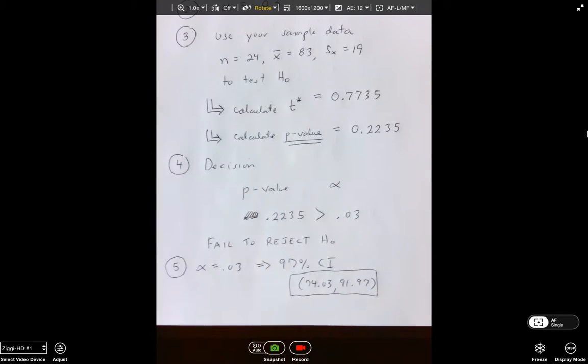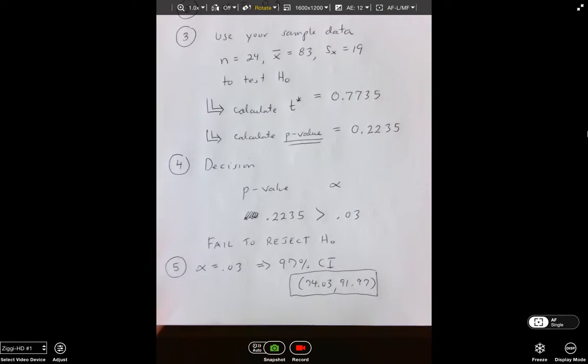All right. So that value clearly contains our 80. So we would say with confidence that there's a 0.97 probability that the mean exam score for all Math 1500 students taking the course online is somewhere between 74 and 92.